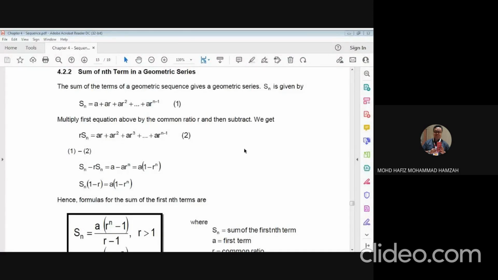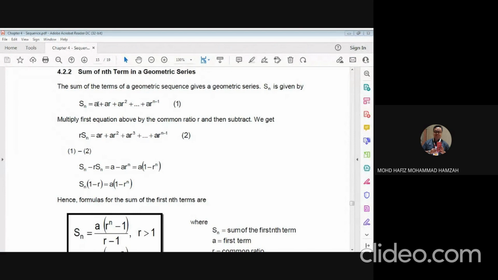Cuma yang berbeza ni untuk sum of term, untuk geometric series ni dia ada dua formula. Kita kena tengok nilai common ratio dia. So this is how the sum of term is given. So maksudnya kita macam semalam, untuk arithmetic series, sum of term adalah hasil tambah semua term yang ada tu.